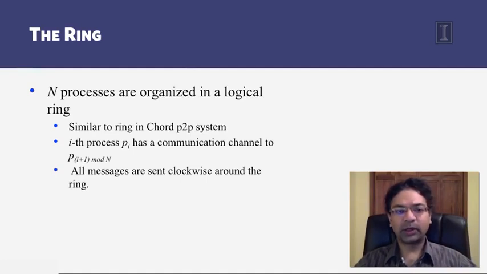This is somewhat similar to the virtual ring, or the logical ring, that we saw in the peer-to-peer systems discussion when we discussed the Chord distributed hash table. Essentially here, the ith process Pi has a communication channel to the (i+1)th process, that is its successor clockwise in the ring. You need to take modulo n so that process n minus 1 has a successor of process P0. All the messages are sent clockwise around the ring, only from a process to its successor in the ring.